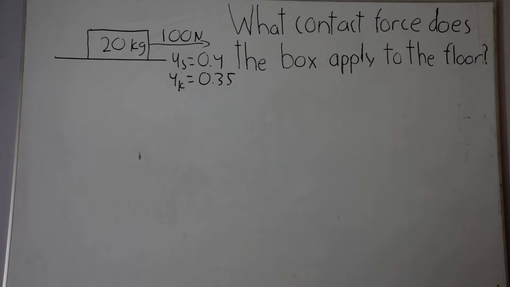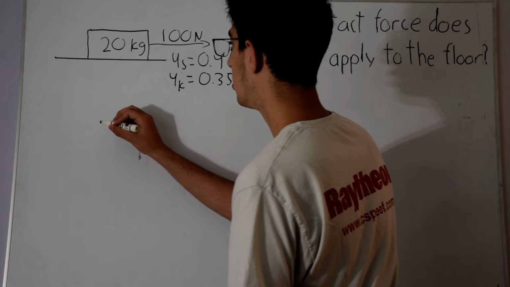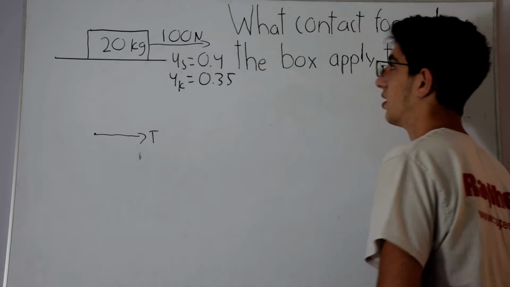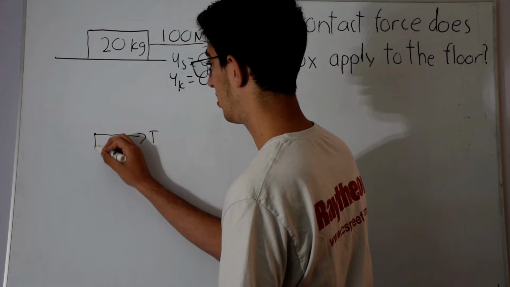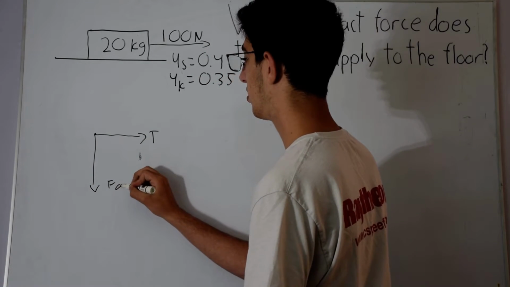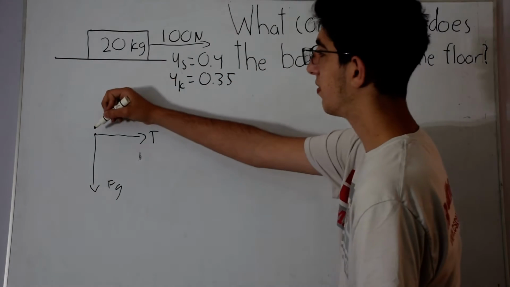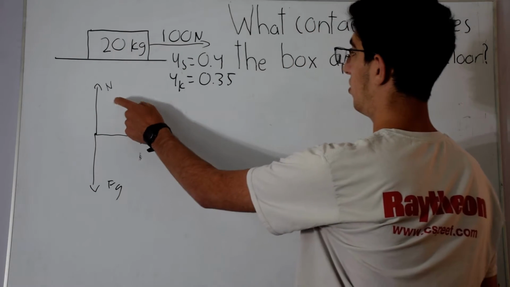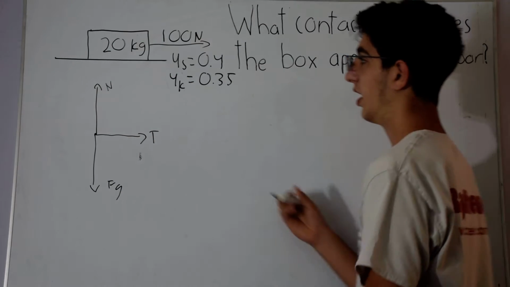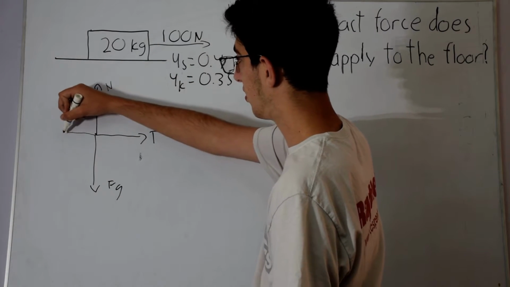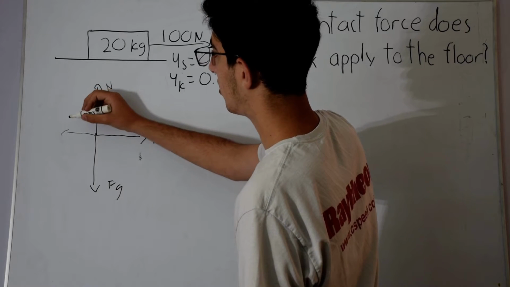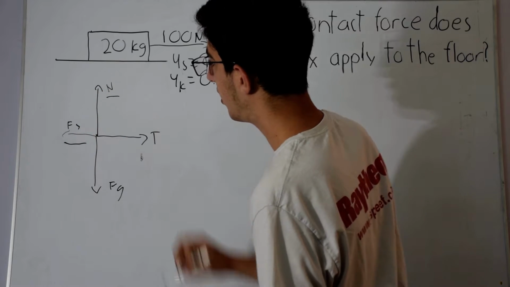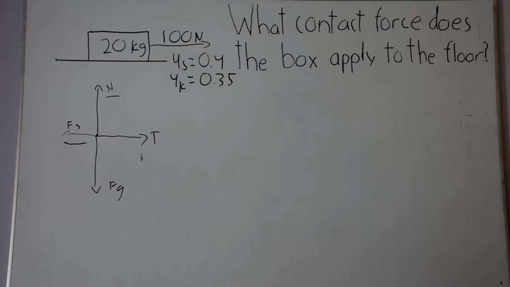So first, let's look at all the forces on the block. You have the tension force to the right. You have the force of gravity downwards. You have the normal force from the floor upwards. So this normal force is going to be done by the floor. And you also have the force of friction from the floor to the left. So these two forces, the normal force and the force of friction, are going to be done by the floor.